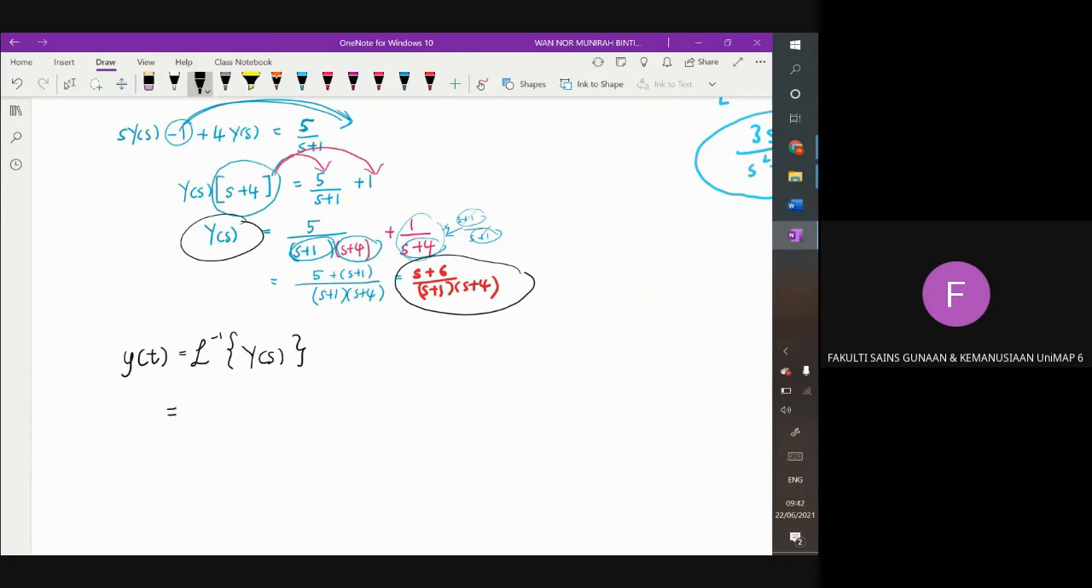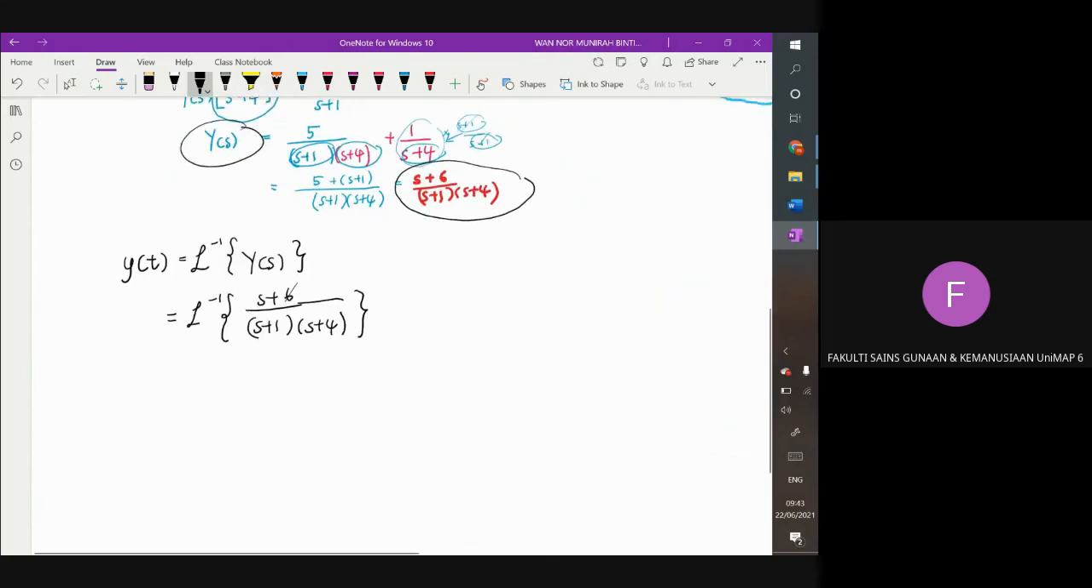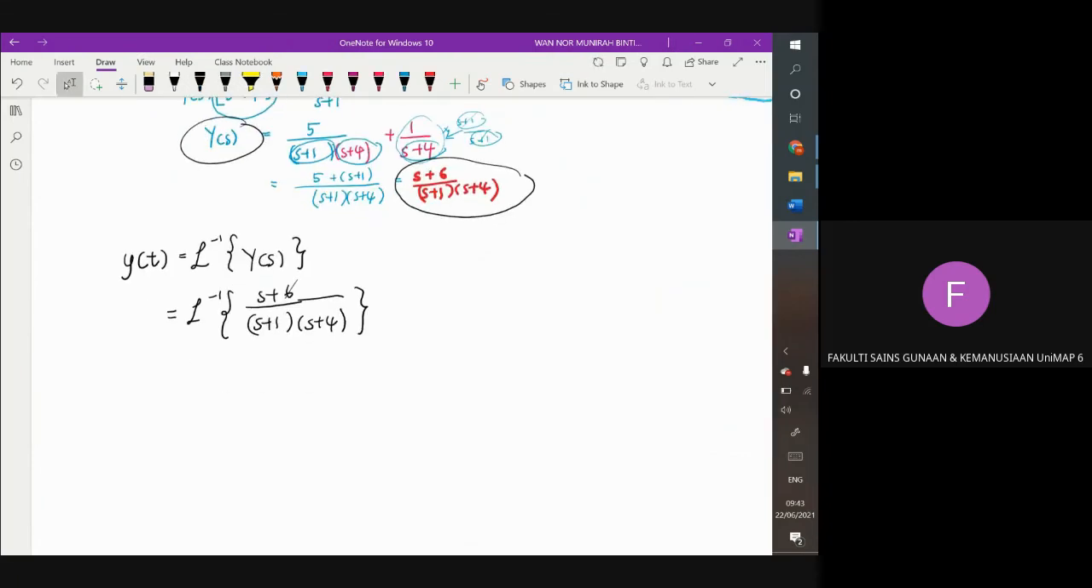So just copy your Y(s). Laplace inverse of s plus 6 over s plus 1, s plus 4. Note that this one cannot be cancelled out, class. Cannot be cancelled out. You cannot take the 6 and divide by 4, divide by 1 like that. So don't do that. Maybe you wonder whether anyone really does that. Yes, some do. So we continue. When it comes to Laplace inverse, recall.